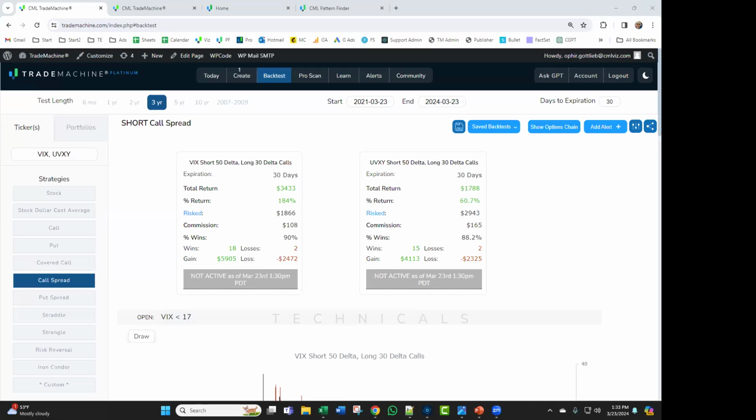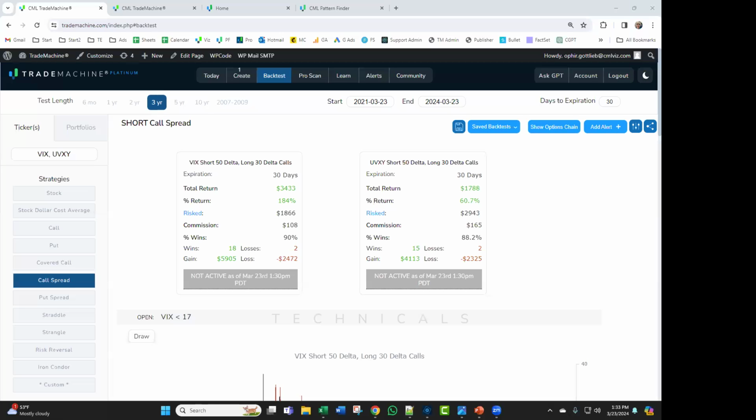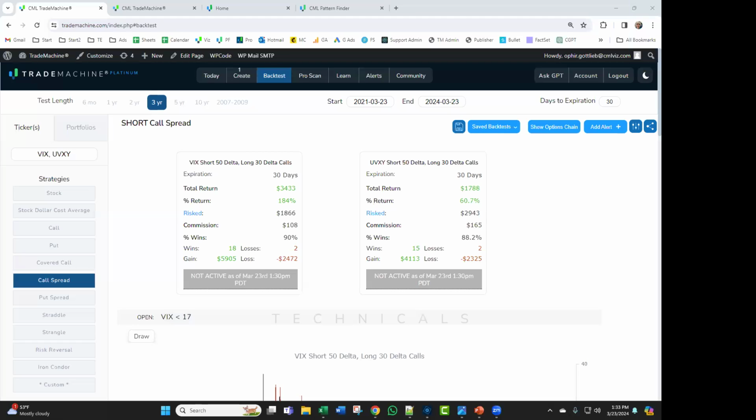If you have slightly different technical conditions, it will not override it, and then you'll get both. So if you added RSI at the end, you're going to get both. You would have to go back and delete your first alert if you don't want to see both.